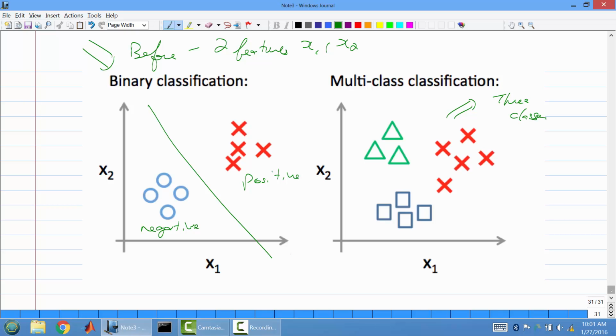Okay? So how do we perform multi-class classification?